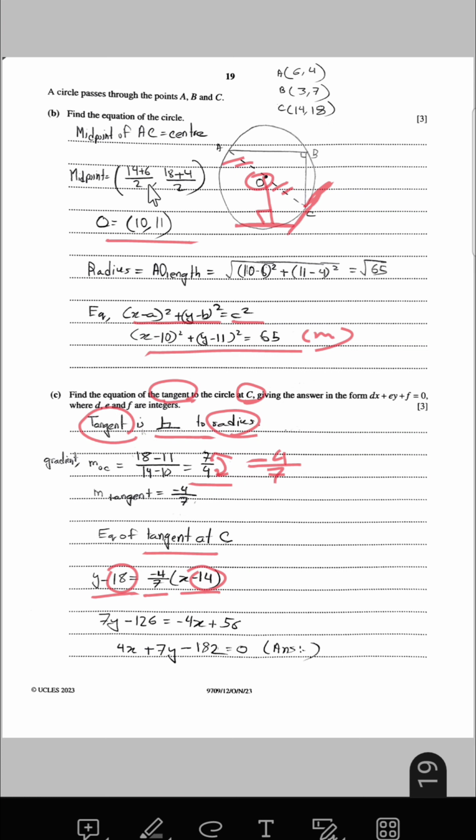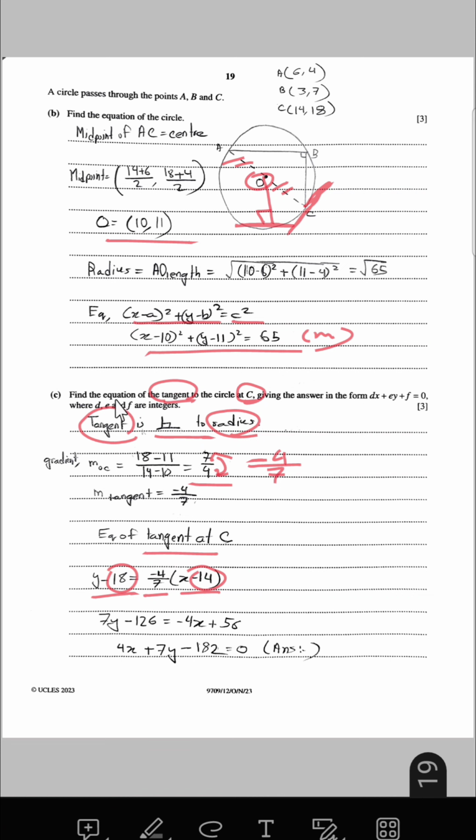So first of all, we need to find the coordinates of O, that is the midpoint of AC. So x2 plus x1 by 2 comma y2 plus y1 by 2. We know the coordinates of O. Now the length of AC would be the diameter of the circle. So first we need to find the length, that is root over x2 minus x1 square plus y2 minus y1 square. Then divide the value by 2 to find the radius. Since we know the radius and the center, the equation of the circle would be x minus a square plus y minus b square is equal to c square, where a and b are the center and c is the radius square.